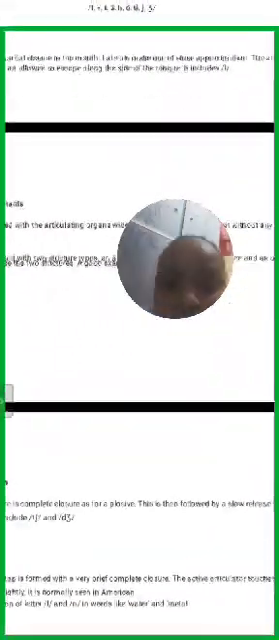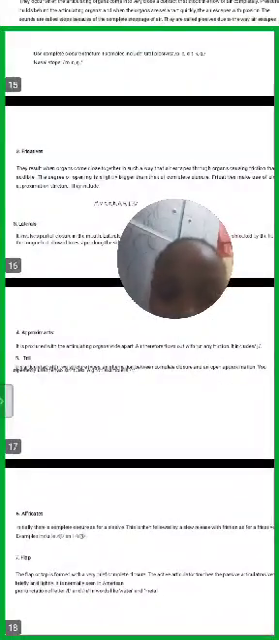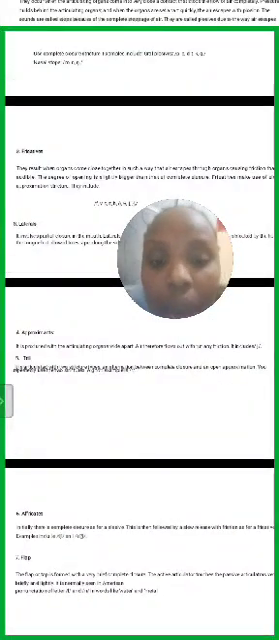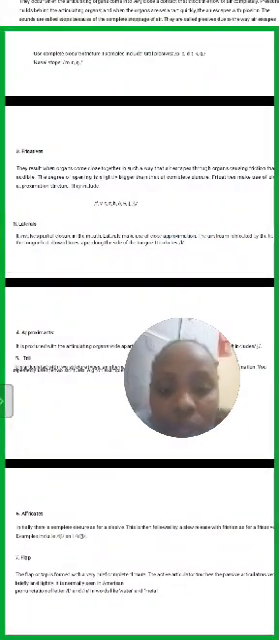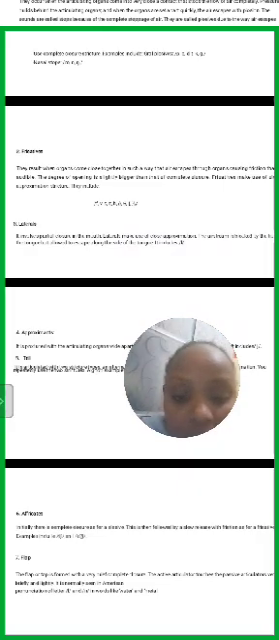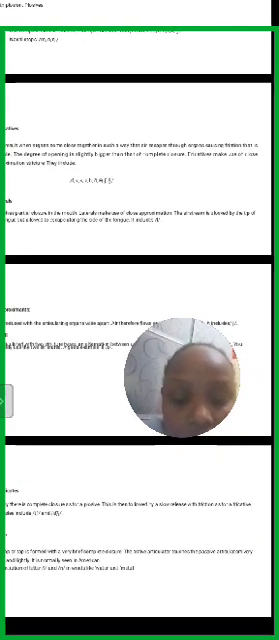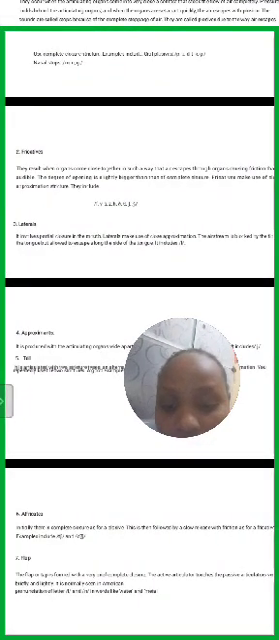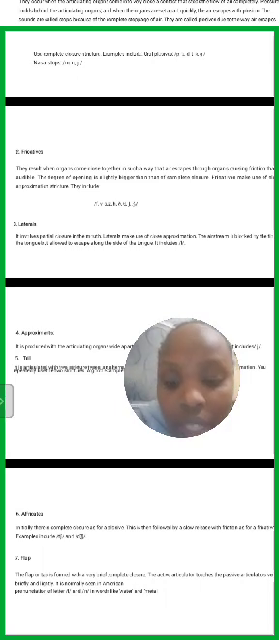Then we have the affricates. So we had the fricatives, but right now we have the affricates. Initially there is a complete closure as for a plosive, then it is followed by a slow release with friction as for a fricative. So for example, the j sound like in jug.